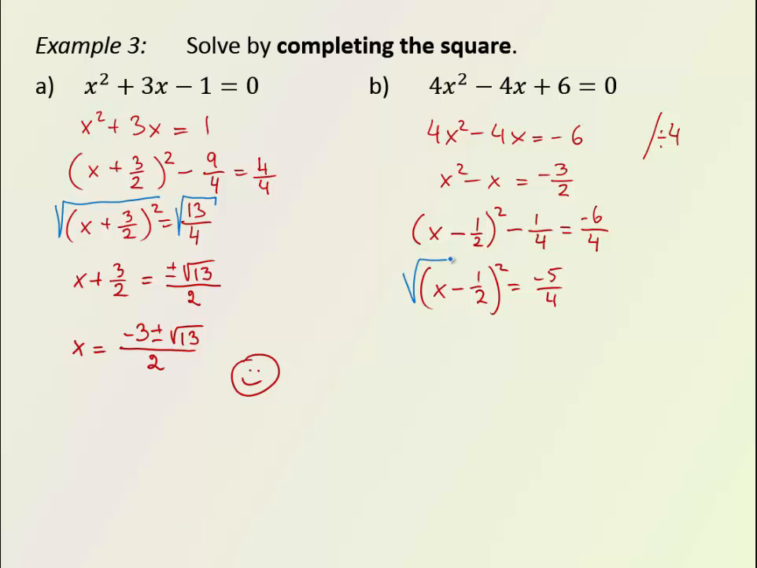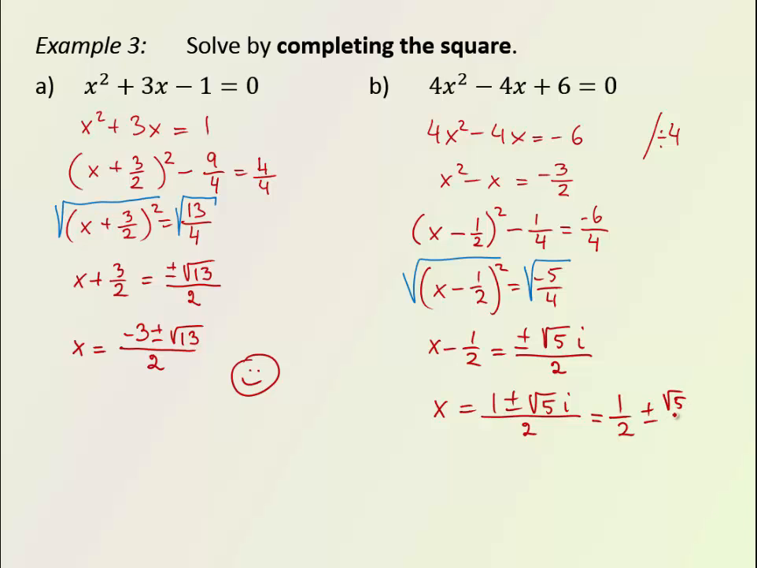Now, when we place the square root on both sides, we'll see that the final answer will consist of complex numbers because we have the root of a negative number. So we have x minus 1/2 equals plus or minus, don't forget this, square root of negative 5, which is the same as square root of 5 times i, over square root of 4, which is 2. And final step, bring 1/2 to the other side. So it's 1 plus minus root 5i over 2. We could rewrite this as a complex number, 1/2 plus minus root 5 over 2i. So that's a complex number form.